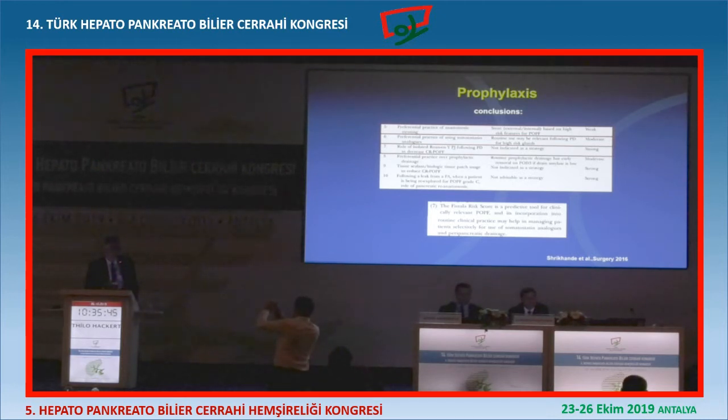You should not use a double reconstruction. I will show you that later. You should maybe use a drain. I will also come back to that later. You should not use any tissue sealants. This is only expensive and does not help anything regarding the pancreatic fistulas.